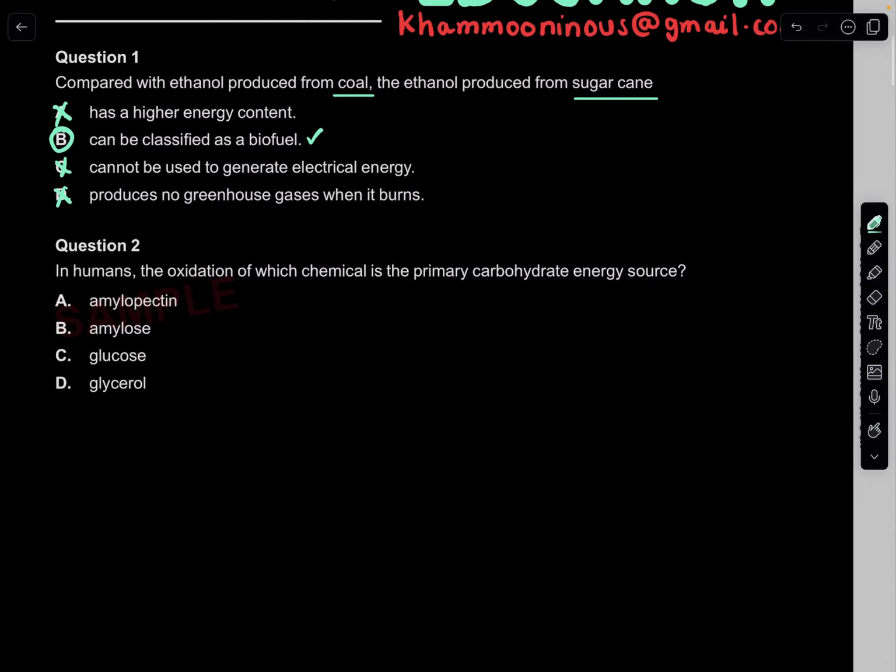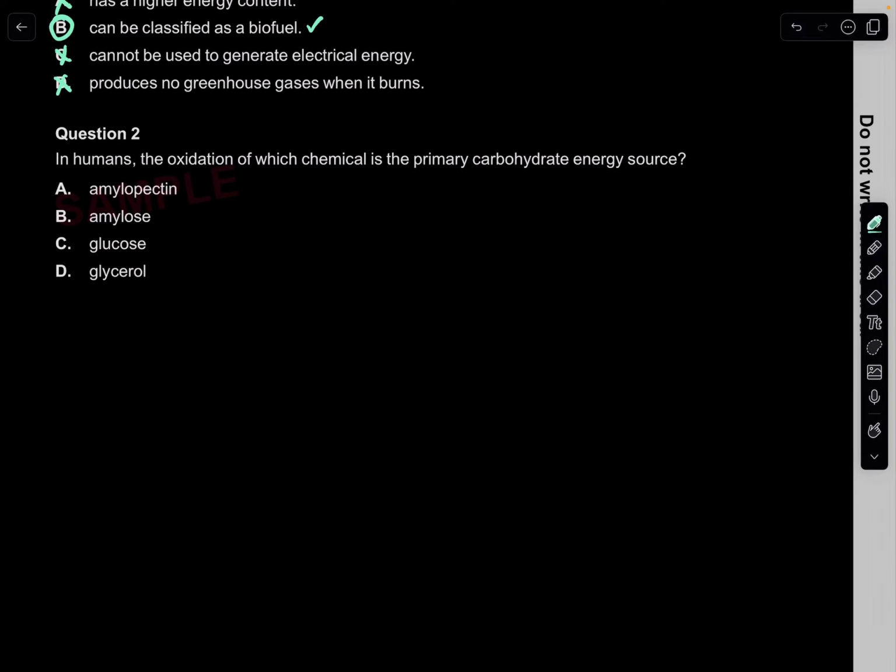Beautiful. Question 2. In humans, the oxidation of which chemical is the primary carbohydrate energy source? Straight away, easy. It is glucose. You should straight away realize that. Now, remember, look at the wording here. Primary carbohydrate. So it has to be a carbohydrate and it's our energy source.